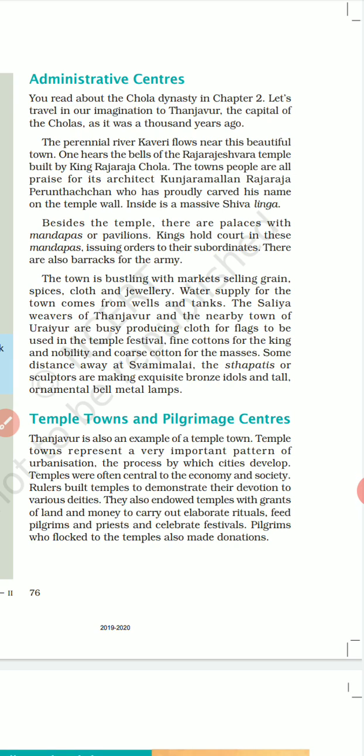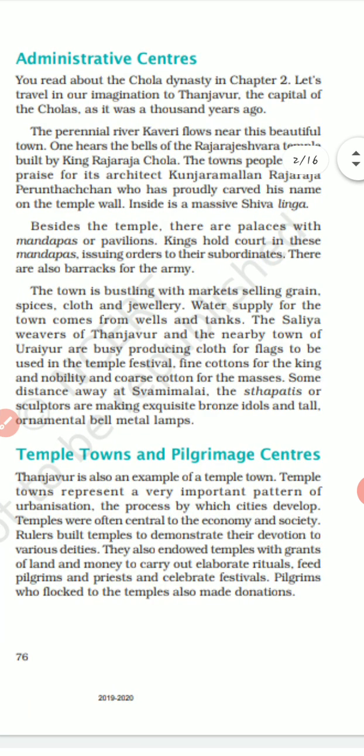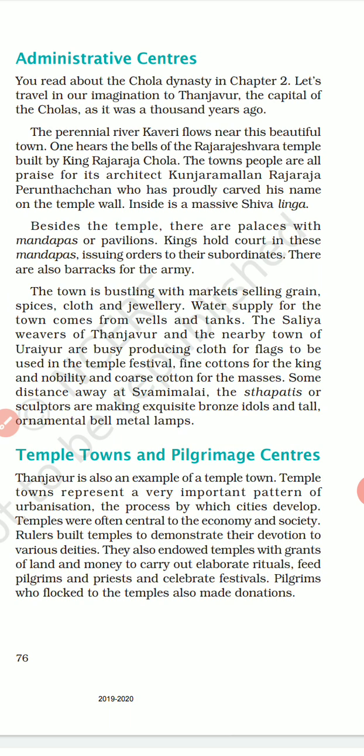Now, how the administrative centers worked. We read about the Chola dynasty in chapter 2. If you remember, we have read in detail about the Chola dynasty. Now let us travel to Thanjavur. Thanjavur was the capital of the Chola dynasty, right? So let us travel in our imagination to Thanjavur. Imagine, children, that you are using a time machine and you are traveling to Thanjavur 1,000 years back. So what will you see there?